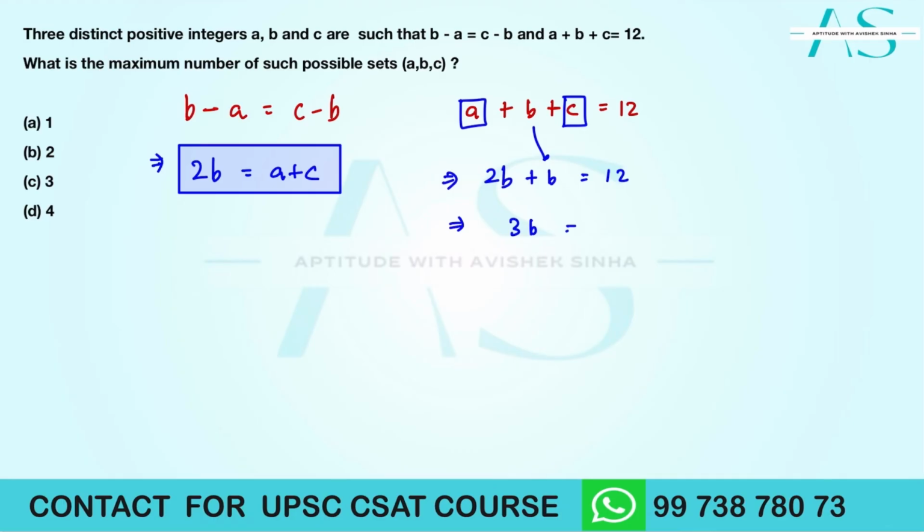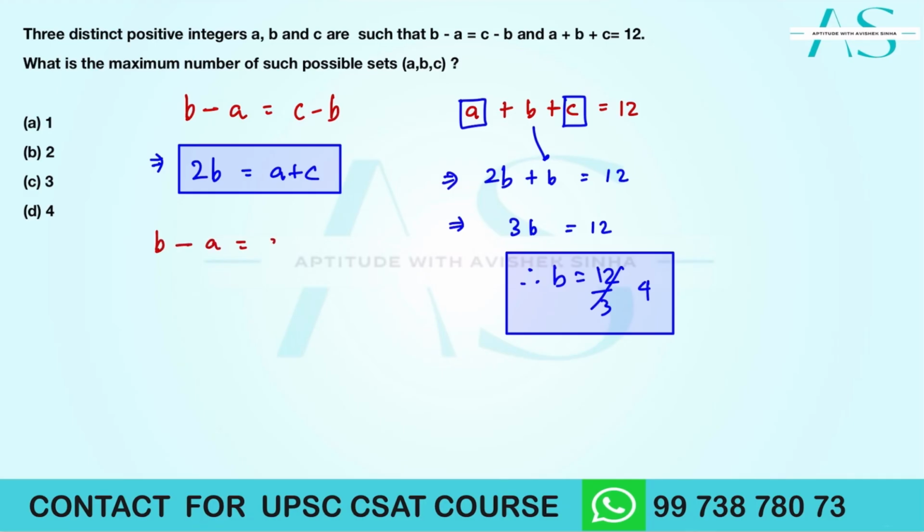3b is equal to 12, or b is equal to 12 upon 3, which is 4. Now we have the absolute value of b. What comes out? b is 4. So I can use basic functions here. b minus a should be c minus b, where b is 4.